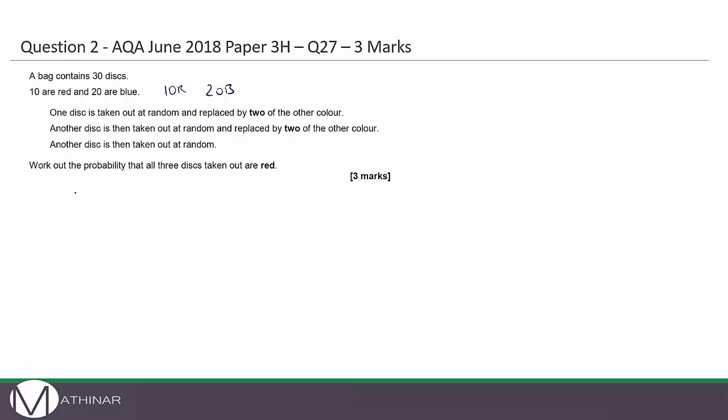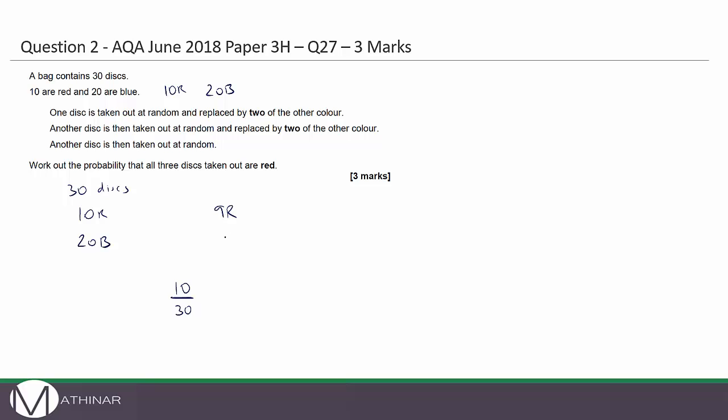So there are 3 picks going on here. So initially there are 30 discs, there are 10 red, and there are 20 blue. So the probability that the first one is red is going to be 10 out of 30. That's going to be my first probability. So we now remove that one red. So we now have 9 reds and we replace it by 2 of the other colour.